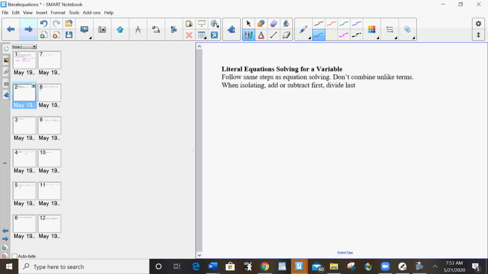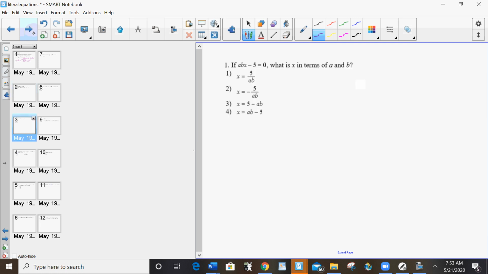So let's jump right into some examples. And again, here are the notes. Follow the same steps as equation solving. Don't combine unlike terms. And when you're isolating, make sure you add or subtract first and divide last.